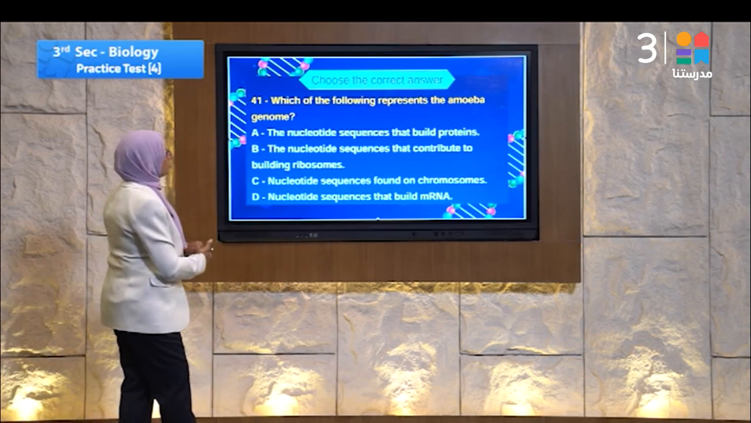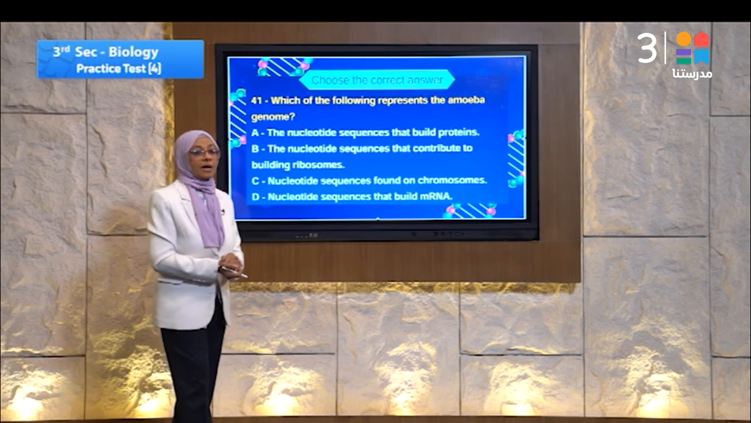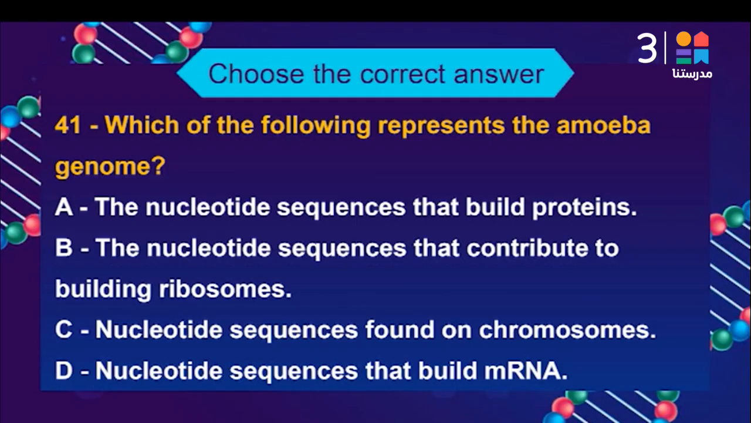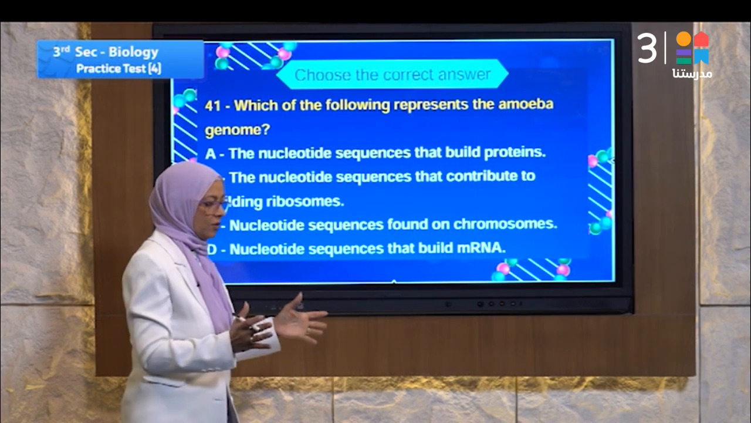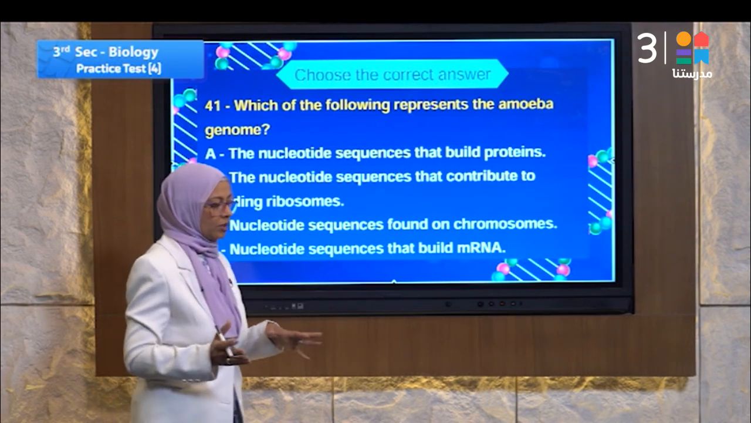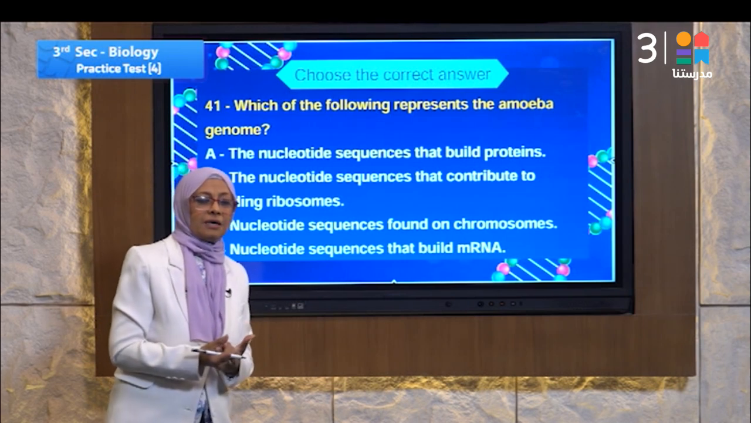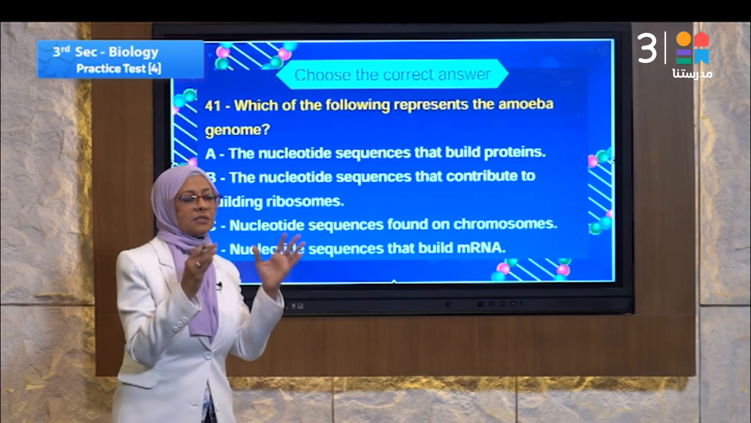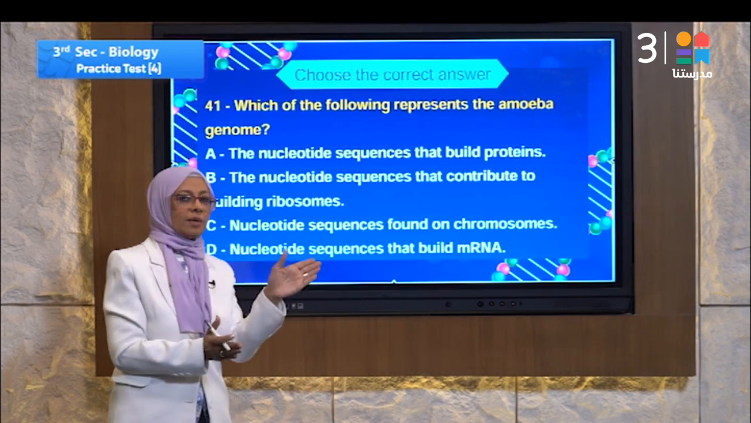The question number 41 represent amoeba genome. Let's read the question first. Which of the following represent the amoeba genome? What is the genome? It is the number of chromosome or DNA or gene found in the living organism. What is amoeba? Amoeba eukaryotic or prokaryotic? Amoeba has a nucleus with nuclear membrane. It is eukaryotic, not a prokaryotic.